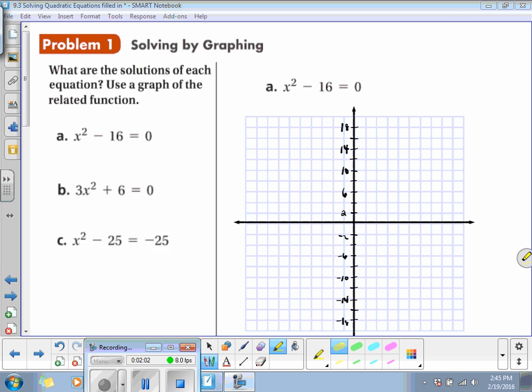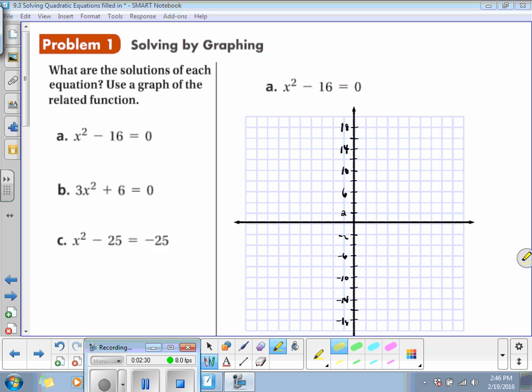So problem 1 is solving by graphing. We want to know what are the solutions of each equation, and these are the 3 equations. Maybe we'll just do 2 of them today since we're short on time. These are the equations that we're going to be graphing. Okay? Now, when we graph, for A, we have x squared minus 16 equals 0.